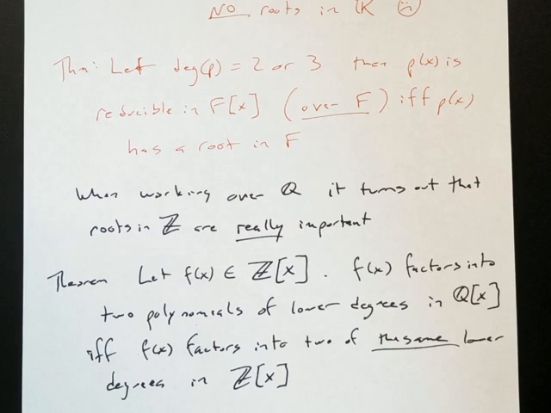I just found a way to prove that the square root of 2 is irrational by looking at the polynomial x squared minus 2, whose coefficients are integers, and then showing you don't have any roots in the integers, you don't have any factors in the integers, so you don't have any factors in the rationals.